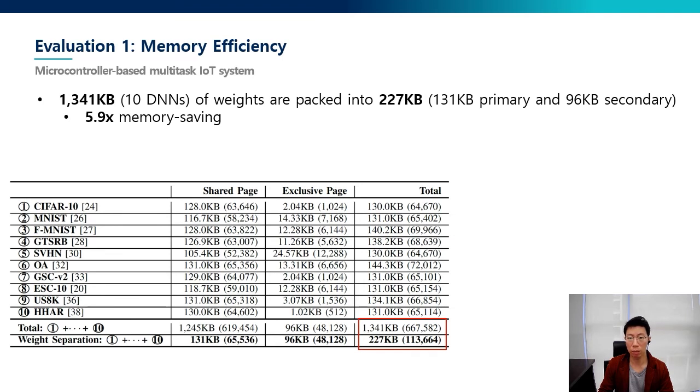1,245 kilobytes of shareable weight pages are distributed and packed into 131 kilobytes of FRAM, while 96 kilobytes of exclusive weight pages are distributed into the flash disk. It also shows that only 9.5% of weight pages are required to be exclusive in order to provide comparable prediction accuracy, which will be shown in the next slide soon.